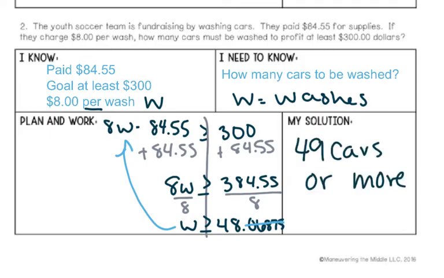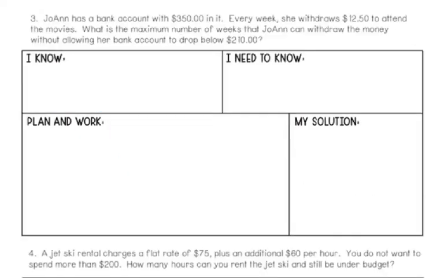This means that if the soccer team is going to earn $300 in profit, that means after the supplies, they need to wash 49 cars or more. So as long as they wash 49, they'll meet their goal, but they could wash more and they would just earn more money.